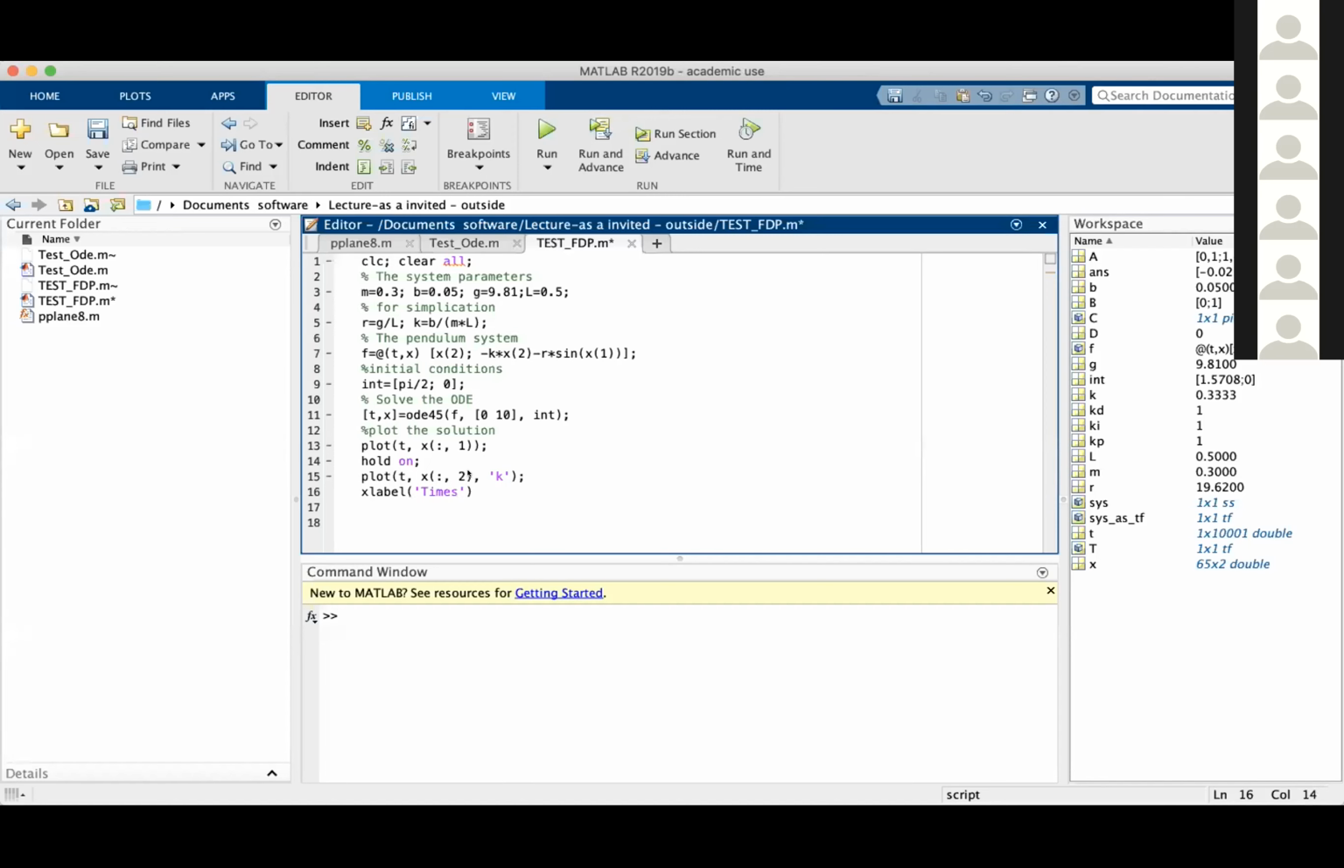This is time, and this is amplitude. So let me plot this.